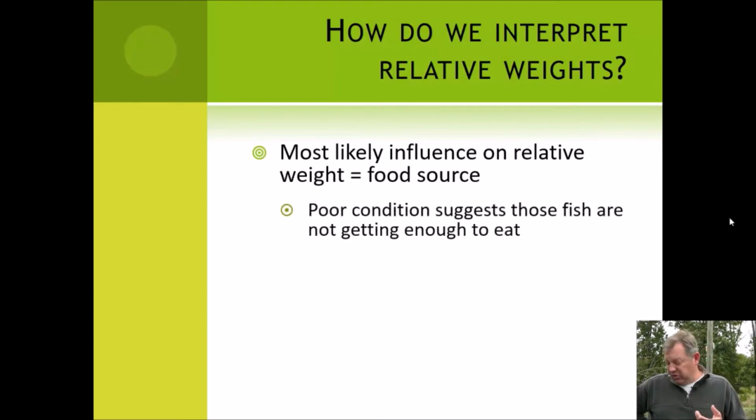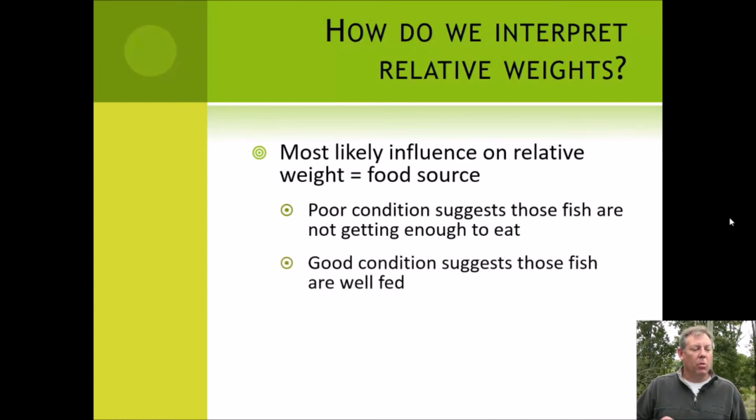And so if you've got fish that are in poor condition, that suggests that they're not getting enough to eat. There's probably not a vulnerable forage for them, or intraspecific competition, or some kind of competition is high. For some reason, these fish are not getting enough to eat, and that's why they're in poor condition. And of course, the fatties, the ones that are in good condition, are getting more to eat for one reason or another.